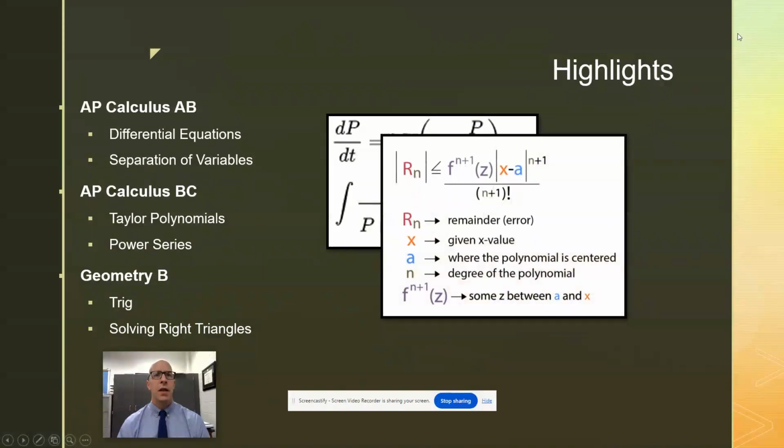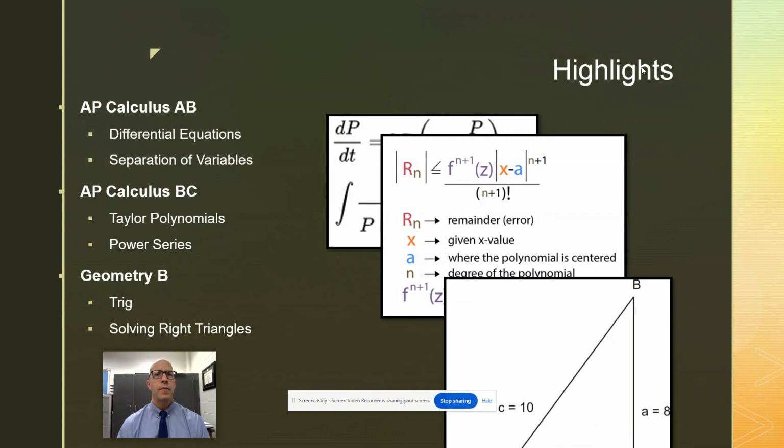In Calc BC, we will continue looking at Taylor polynomials and moving on to things called Taylor power series and then eventually Taylor series. So here we can see this is a formula that we've been spending a lot of time focusing on, and this is based on Taylor's theorem.